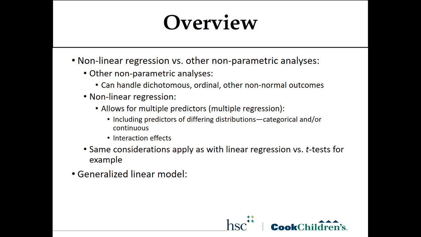It allows for multiple predictors at once, and these can be different distributions. You can have, for example, two categorical variables, two continuous variables, or one of each. It allows for interaction effects between those variables to let you ask a different set of questions. For example, you may be curious whether a protocol is more or less effective for certain groups of patients. Does the screening protocol help more for obese patients than non-obese patients? That's an interaction effect.